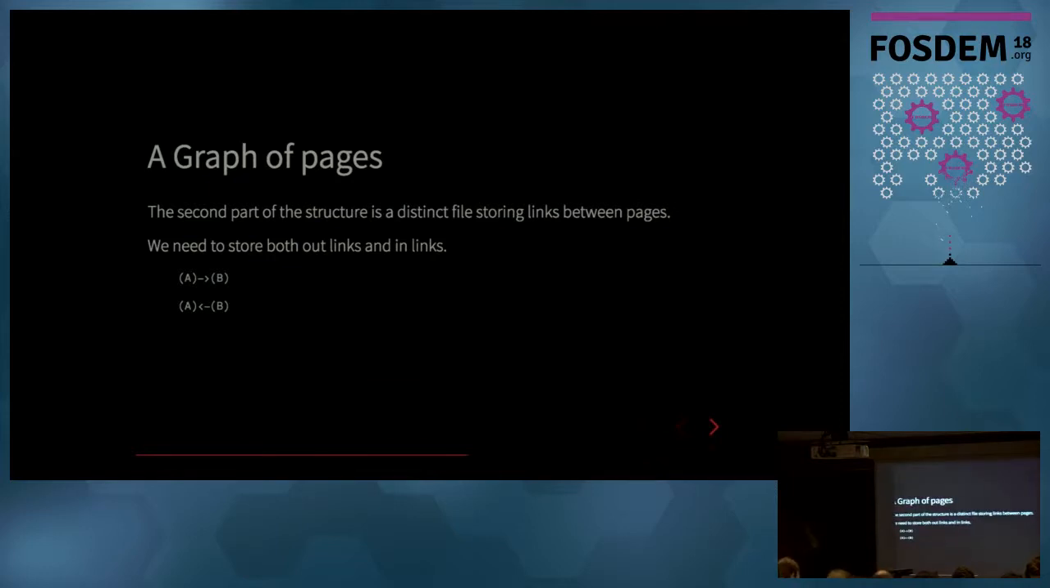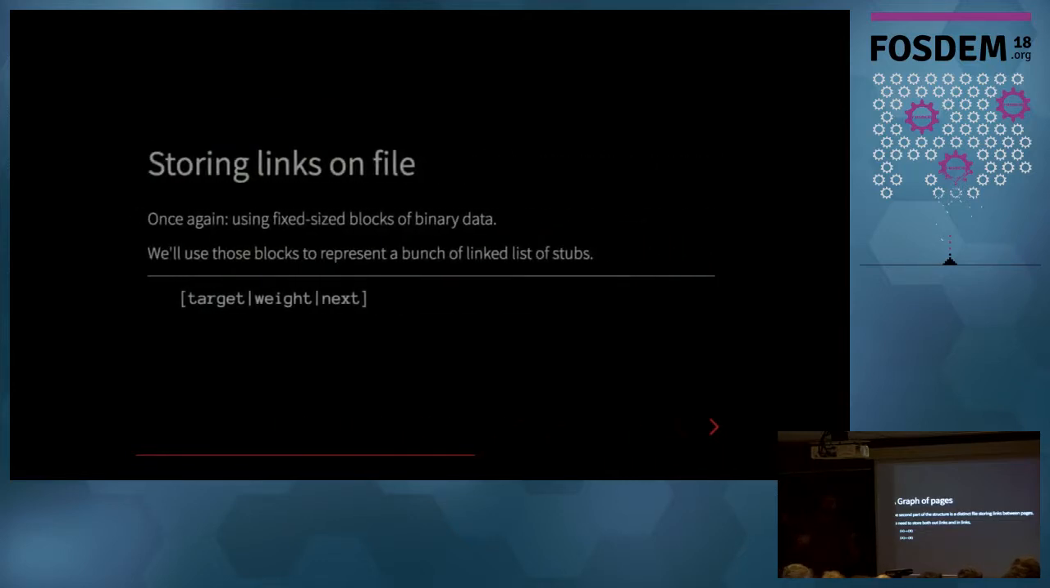So we have a tree, but we also have a graph of pages. How are we going to store this graph of pages? Well, the second part of the structure is actually a distinct file, which is going to store a bunch of linked lists between pages. That's all. We just need to be able to store links out and in. So this page points toward this one, and this one is being pointed at by this one. We store this the same way, using fixed block size of binary data. And it's even simpler.